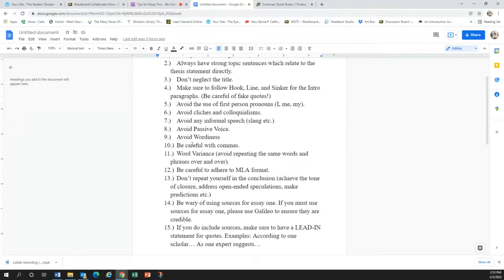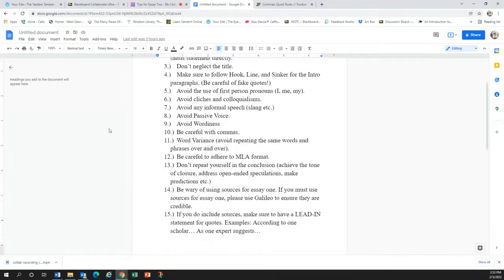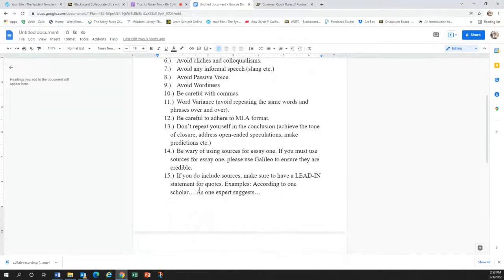My advice to you would be to look everything up manually instead of relying on a citation machine. Lots of students like to rely on the citation machine, but it's not the best resource because sometimes you screw it up. The computer, they think they know everything. They don't actually know everything. So please be careful of that. Please be wary of using sources for Essay 1. Sources, meaning secondary sources, are not required for Essay 1, but if you use secondary sources, you have to cite them. And if you're going to use secondary sources, my advice to you would be to use Galileo.